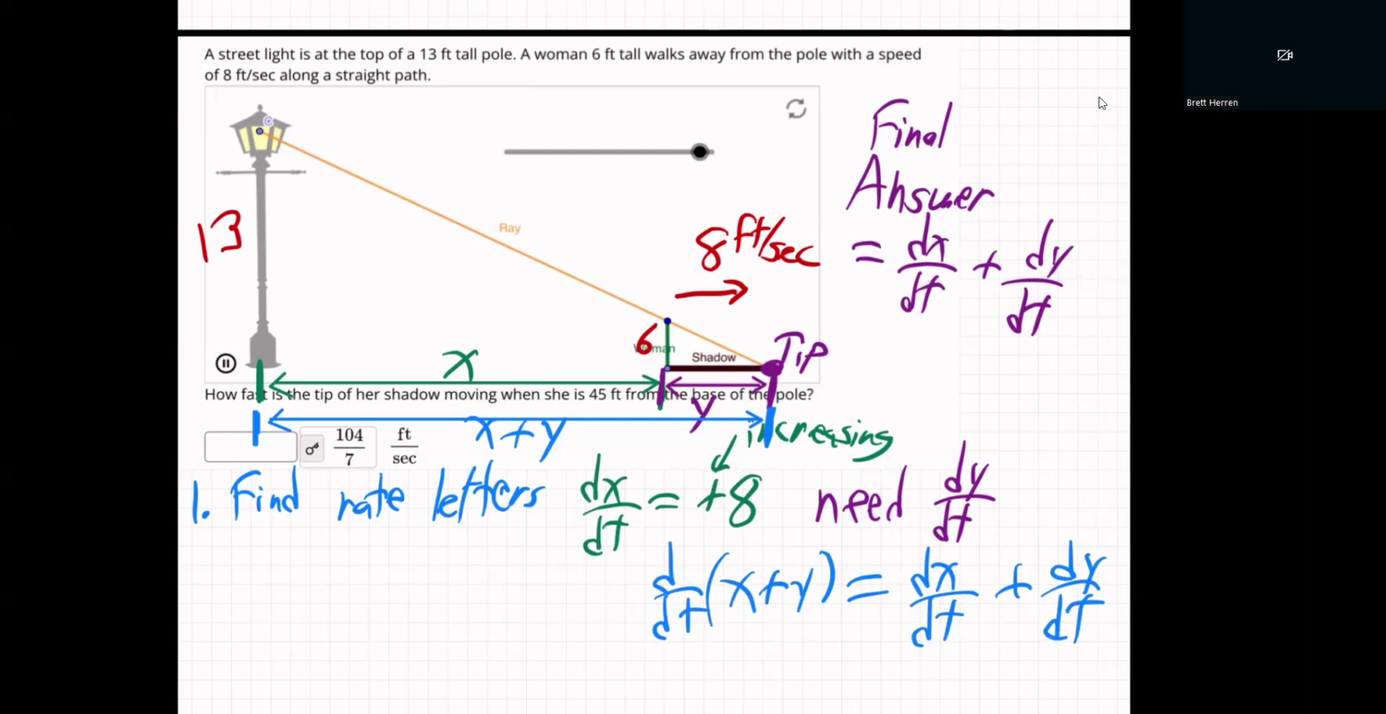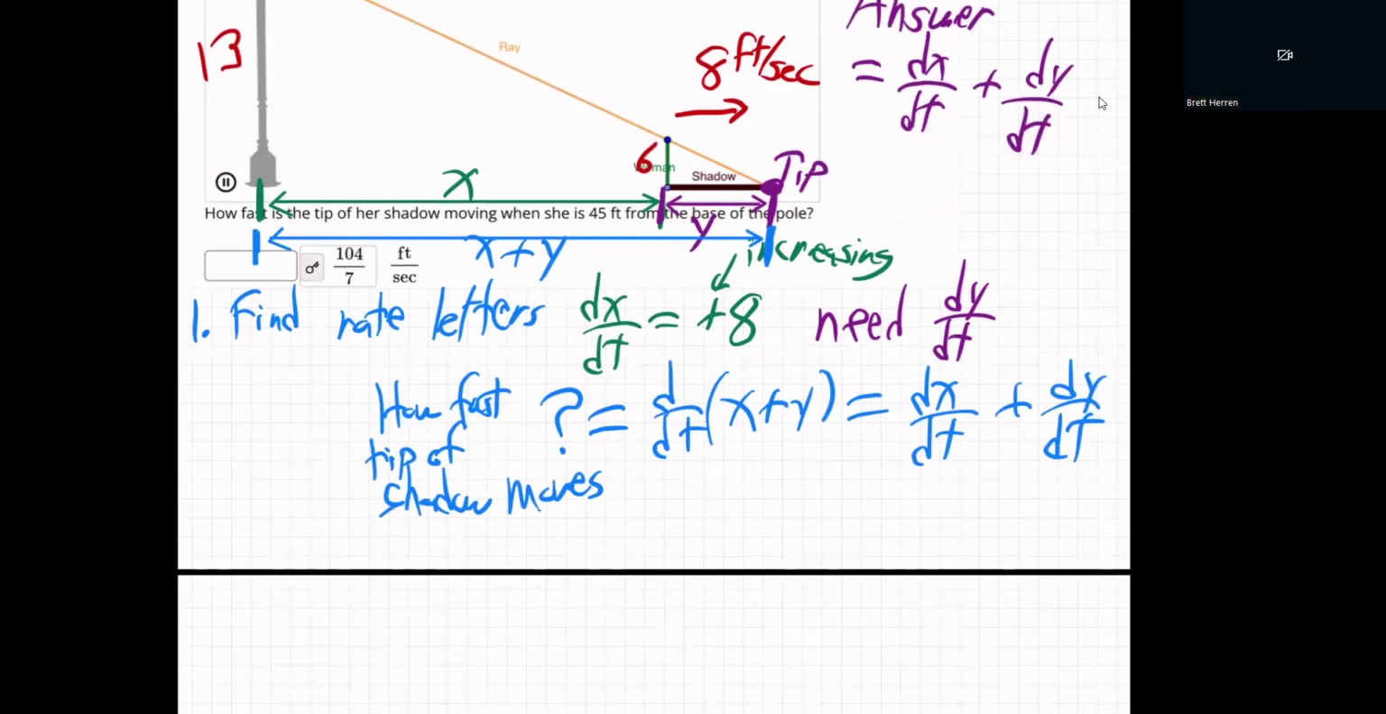That's what they want. What is that? That's how fast the tip of the shadow moves. That's what they want from us. How far is the tip of the shadow from the light pole? It's x plus y. So how fast is that moving?